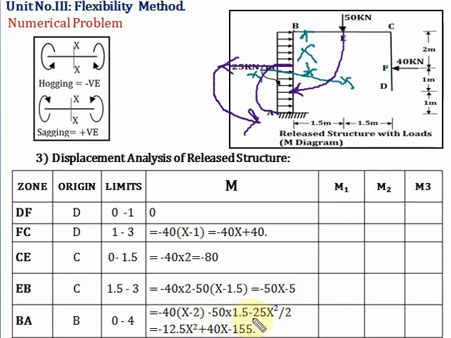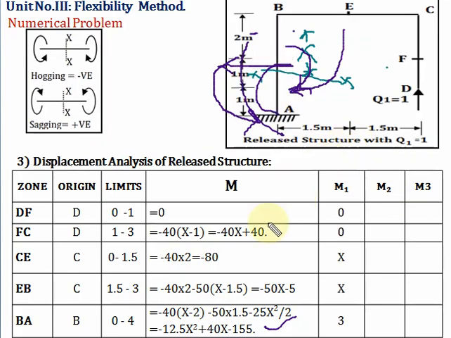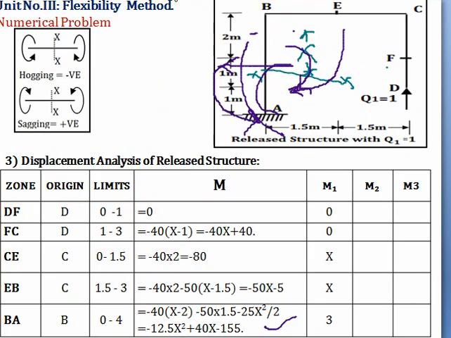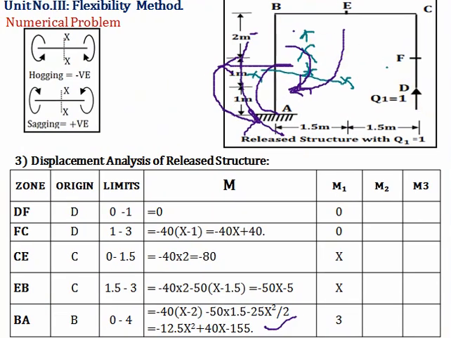Yes, 50 into 1.5, and this UDL will act like this. Again the nature is hogging. So here the value is minus 25 into x, the distance, into x by 2. If you solve this, we'll get this expression. Okay, so this was the bending moment for the released structure with load.